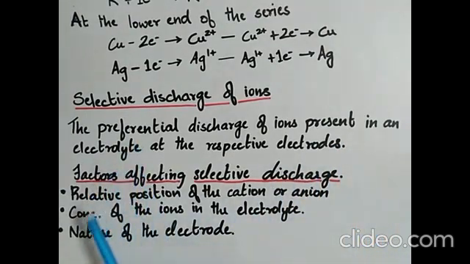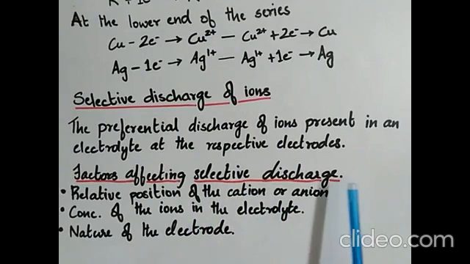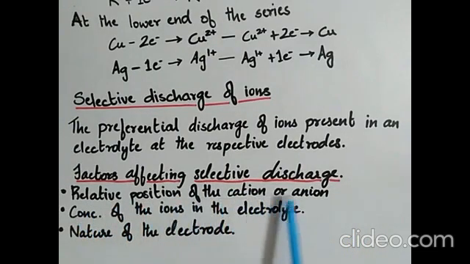Now, what are the factors which affect selective discharge? Based on what does the selection of ions take place? It takes place based on three factors. One is relative position of the cation or anion in the electrochemical series. Second is concentration of the ions in the electrolyte. Which ion is more concentrated? The third is nature of the electrode. There are two types of electrodes, that is active electrode and inert electrode.